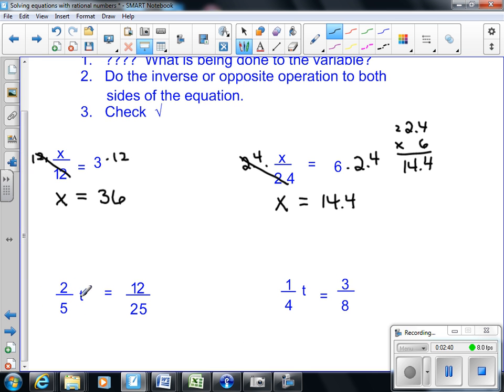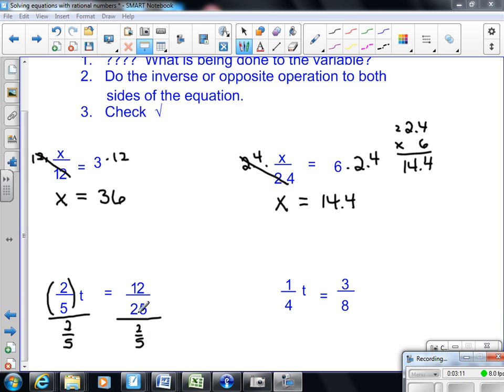Right, now let's take a look at some that deal with fractions. This one is 2/5 times t equals 12/25. Now the first question is, what's being done to my variable? I am multiplying t by 2/5, and sometimes you may see parentheses around it like this, or around the t, and that means that there's multiplication going on. Okay, so step 2 is, what's the inverse or opposite of multiplying by 2/5? We're dividing both sides by 2/5. Okay, so when we actually divide fractions, you're multiplying by its reciprocal. We call it the multiplicative inverse.